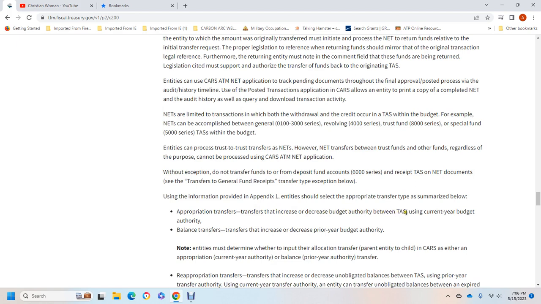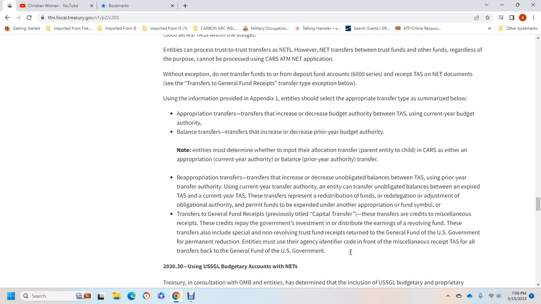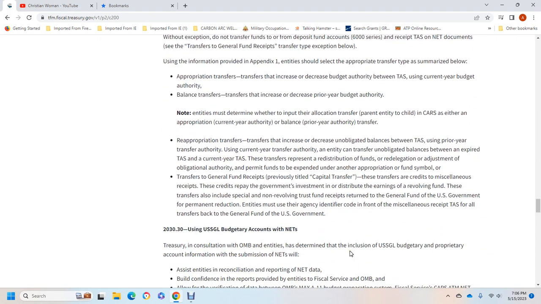The operation transfer increases or decreases the budget authority of the transfer accounting symbol, either the current year budget authority balance or the prior year budget authority. The entity must determine whether the input is an allocation transfer with the prior entity with the child of CARS, either with the appropriation current year over the payment of the prior year, and the transfer of the pre-appropriation. The transfer increases or decreases the unobligated balance of the transfer accounting symbol of the prior year, transferring authority used in the current year.